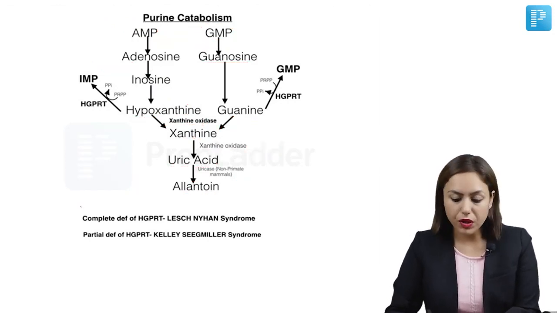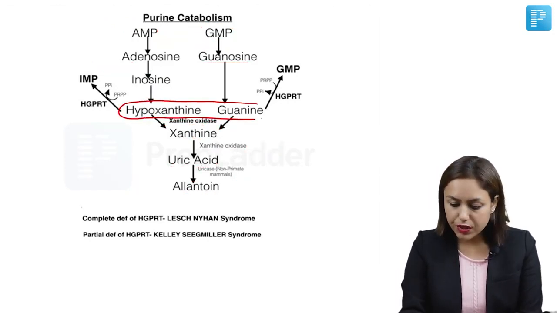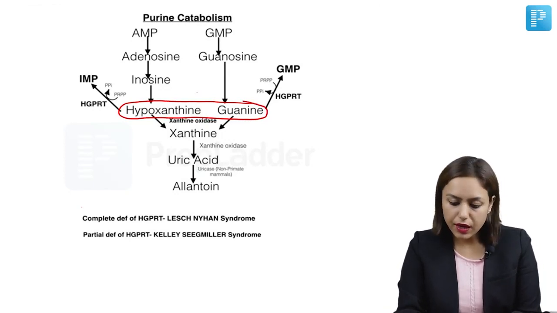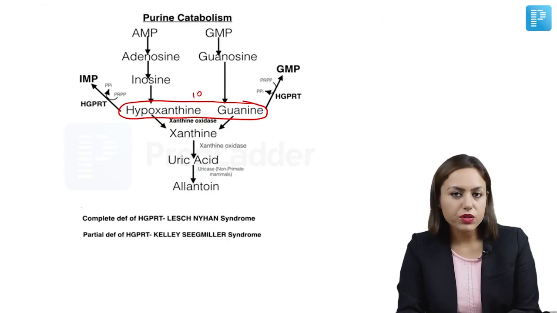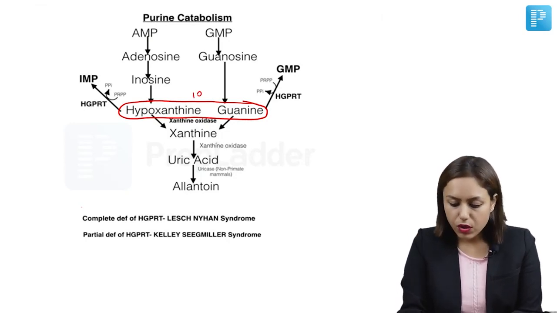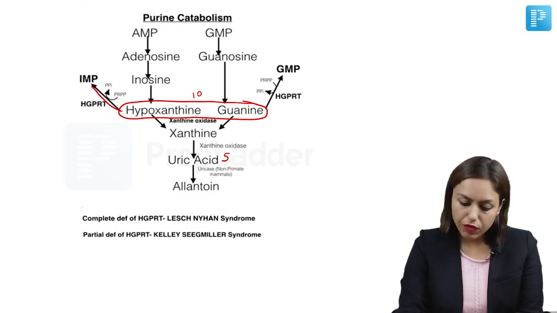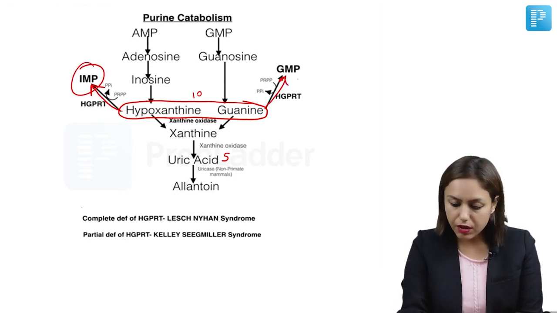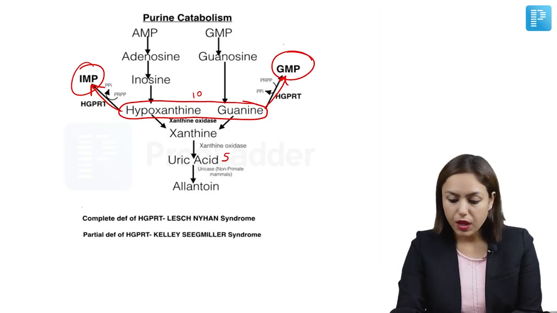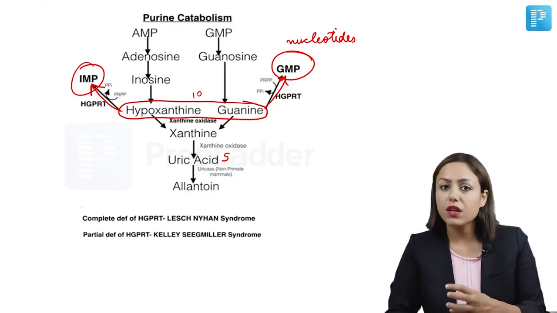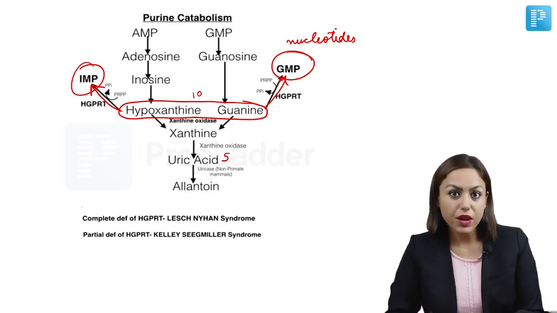Now what is salvage pathway? At the level of nitrogenous bases, as they're going into catabolism, let's say 10 nitrogenous bases are going into catabolism, but what will happen? Only 5 will be allowed to form uric acid. Remaining 5 will be again taken up back into the body and converted to their nucleotides, and this is salvage pathway. They are again getting saved in the body, right?